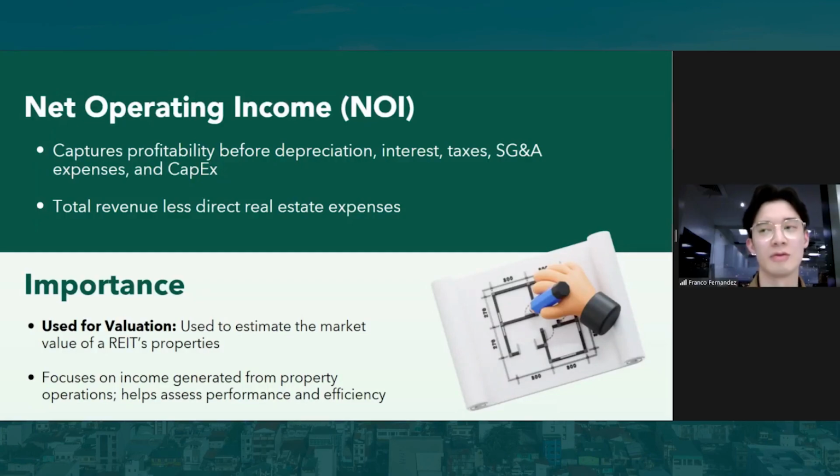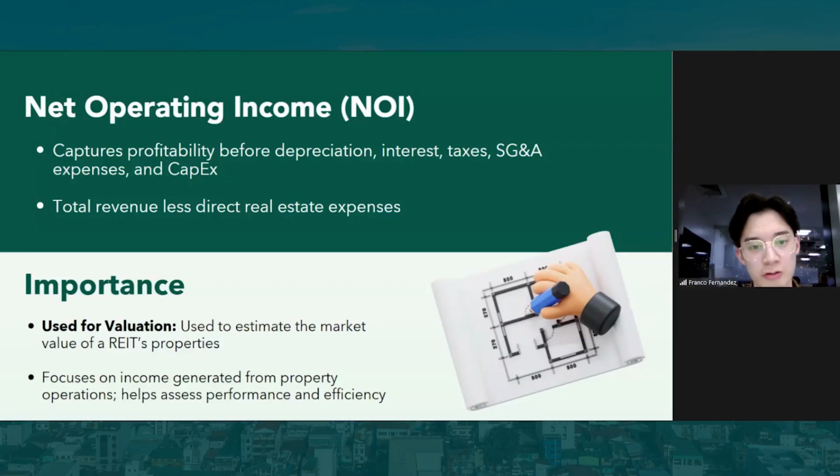It's somewhat similar to gross profit, except that gross profit is revenue minus cost of goods sold or services sold. It's focused on direct costs associated with producing goods and services, and it's normally used in the manufacturing and retail sectors. Net operating income, or NOI, on the other hand, is commonly used for REITs since it focuses on costs associated with running its income-generating properties.